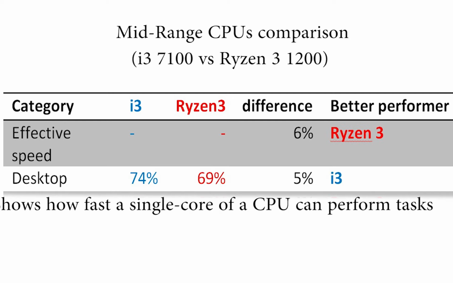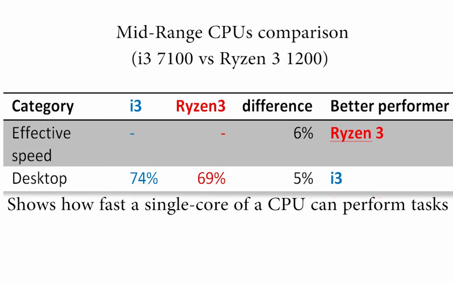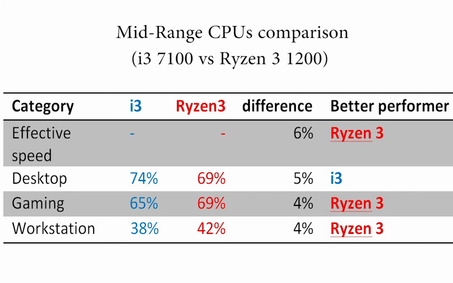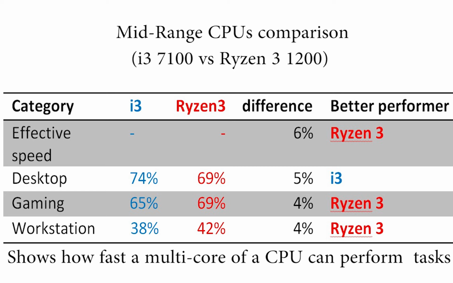However, on the overall performance as seen in this image, the desktop would show how fast a single core of a CPU can perform tasks such as surfing the internet, email, office apps, and music or video playback. The i3 is better in this category than the Ryzen 3 by 5%. But in terms of gaming, the Ryzen 3 has a slight advantage of 4%, while the workstation would show how fast a multi-core of a CPU can perform things like number crunching, databases, and audio or video encoding. On this category, the Ryzen 3 wins by 4%.